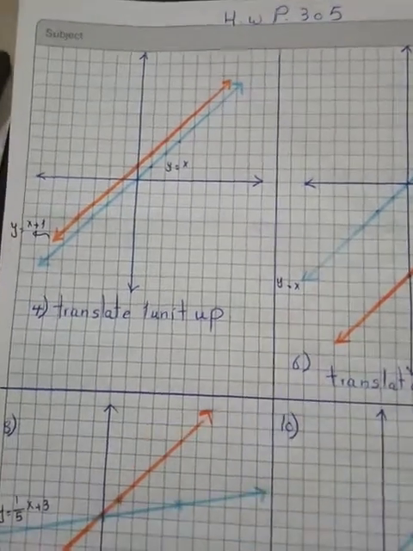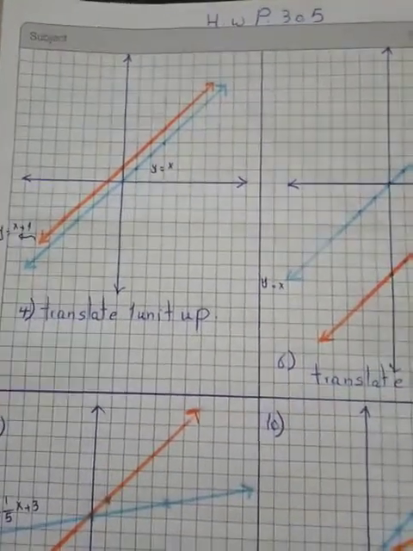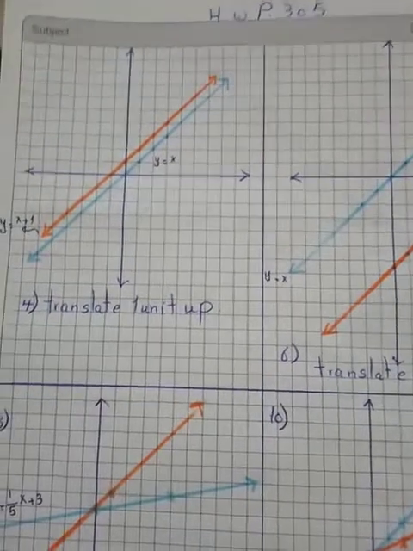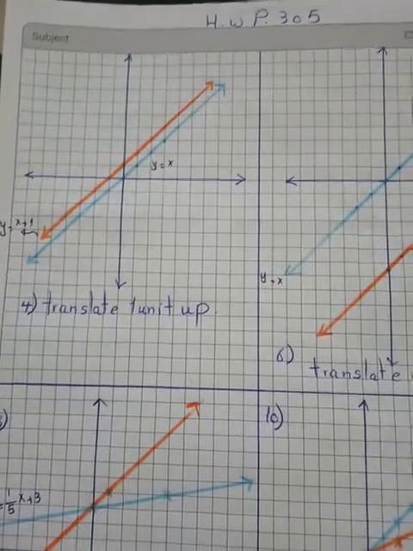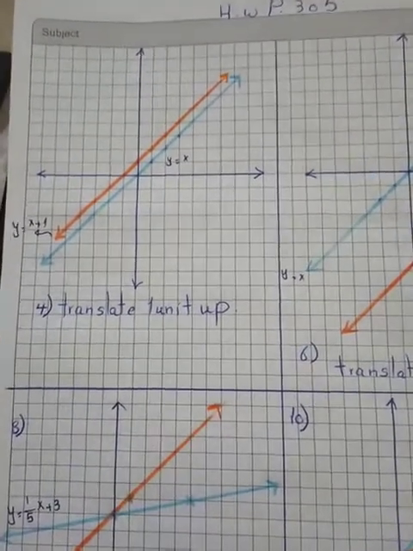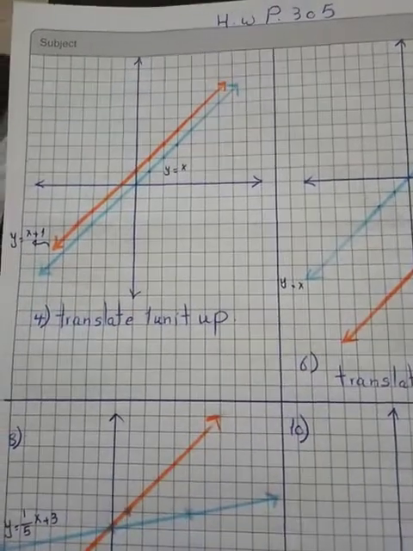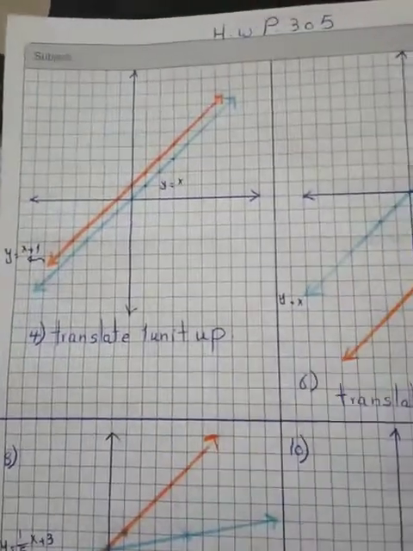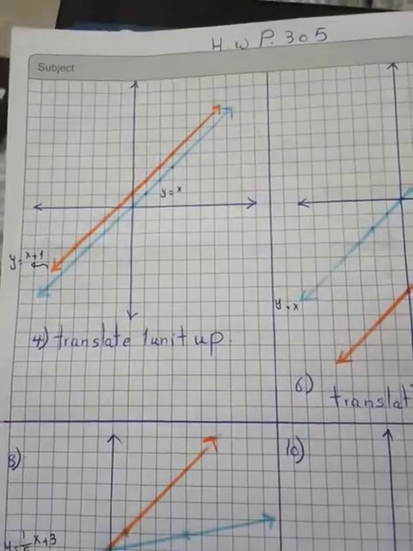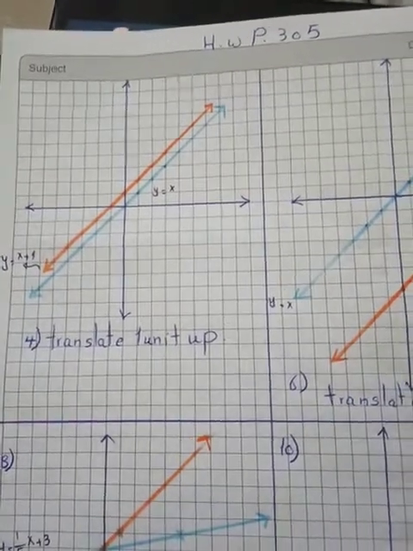This is the homework for transformation for a linear function. Okay, it's page 305. Number 4. He gave you two equations, y equal x and y equal x plus 1.